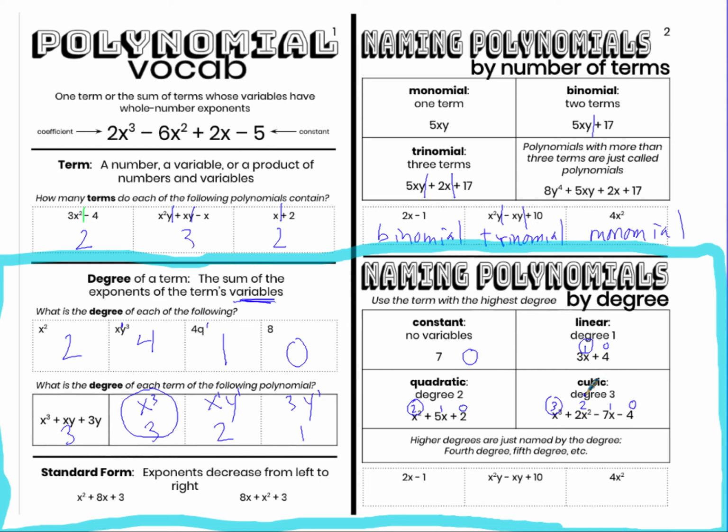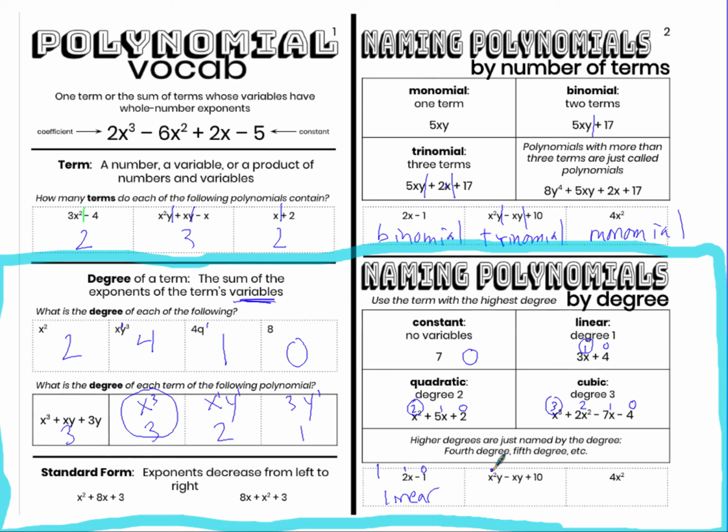So again, 2 ways to name polynomials: by number of terms, where we're counting how many terms there are, and then by degree, where we're finding the highest degree of the individual terms. For this one, we have a degree of 1 and a degree of 0. Therefore, this polynomial is linear since it has a degree of 1.